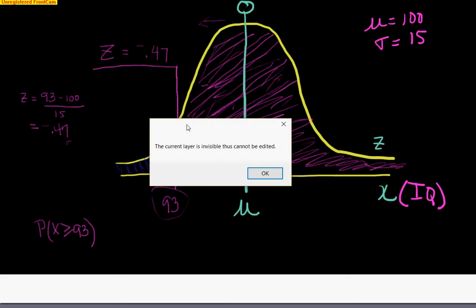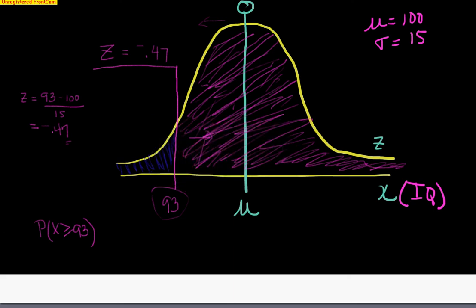0.3192. So the probability that x is going to be greater than that is going to be this whole area subtracting off this bit. Because we know the whole area under the curve is 1, we're going to subtract the 0.3192, and that will give us 0.6808.